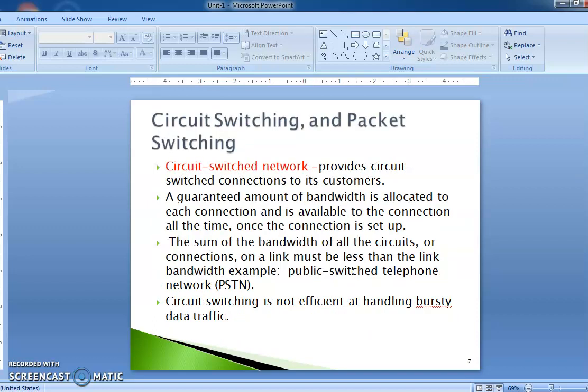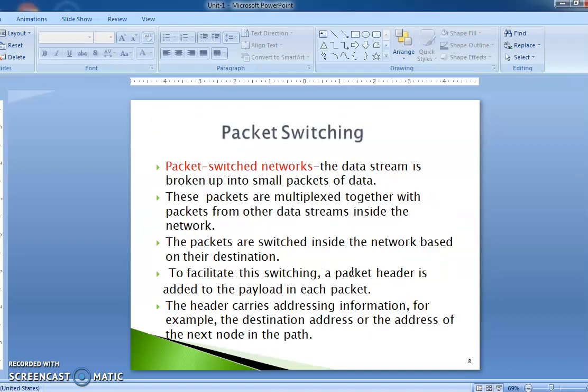Already we have seen what circuit switching is. Next is packet switching. In a packet switched network, the data stream is broken up into a number of smaller packets. These packets are combined or multiplexed together with other packets from other data streams inside the network. The packets are switched inside the network based on their destination address. To facilitate the switching, a packet header has to be added to the payload in each packet. This header carries the addressing information, for example, the destination address or the address of the next node in the path.